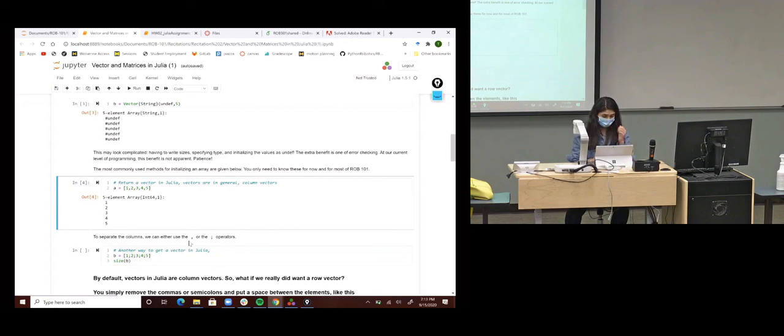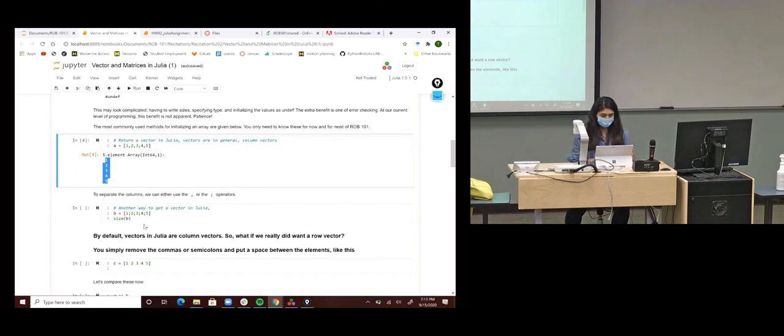Another thing to note here is that it's automatically a column vector. Now, by default, vectors in Julia are column vectors. Doesn't really make a difference. There's a way that we can get row vectors, if you do want row vectors. But if you're going to use the vector keyword, this is what you're going to get.